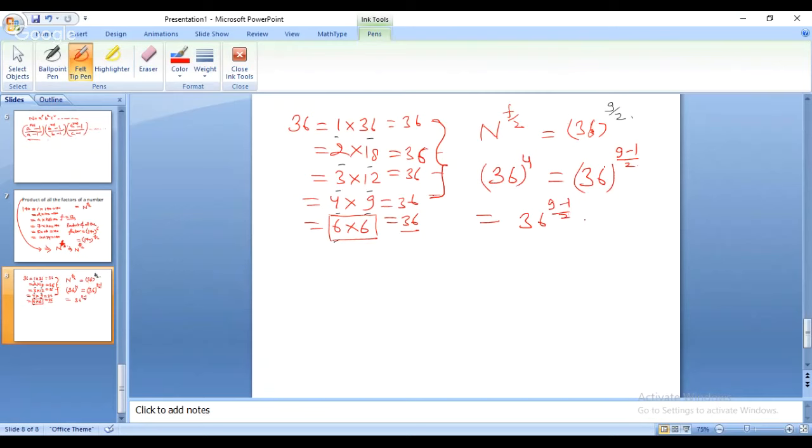And we will add what? 36 to the power half, that is the root, which is 6. So what will we be getting? 36 to the power (9 minus 2 plus 1) by 2. This will simplify, and we are getting 36 to the power 9 by 2 as the answer. So for a square number, the formula is the same: n to the power f upon 2.